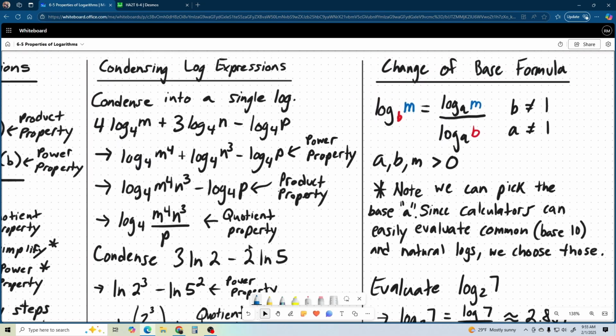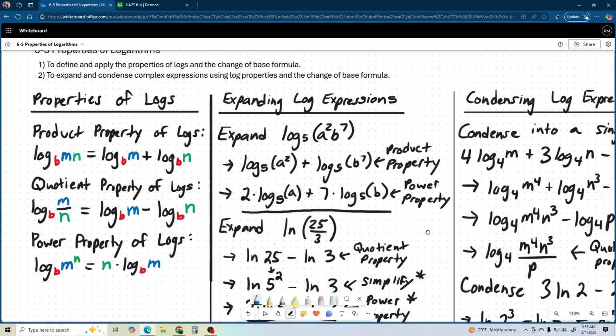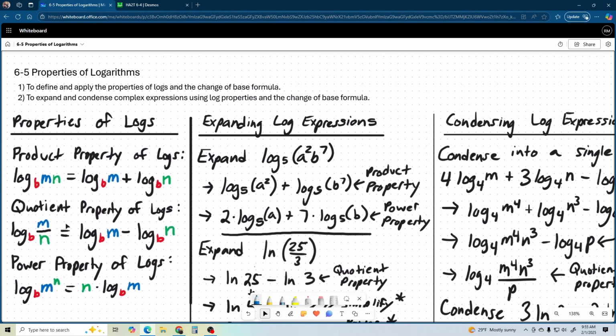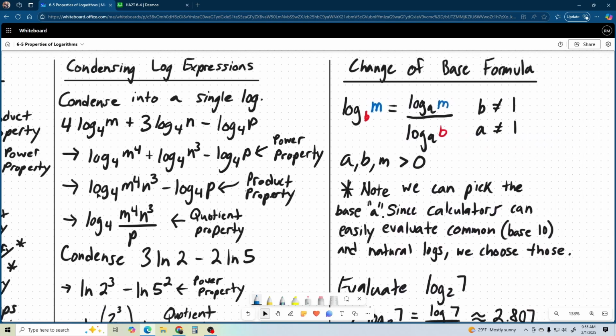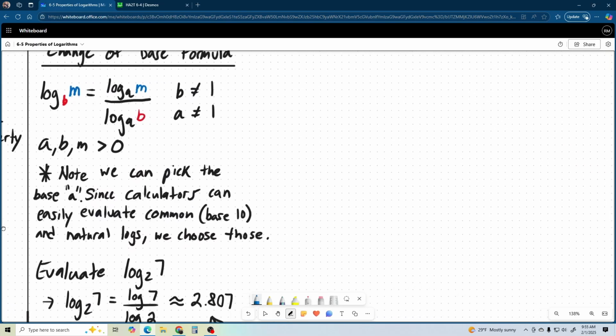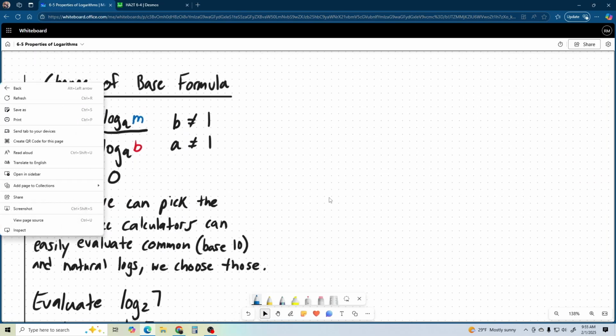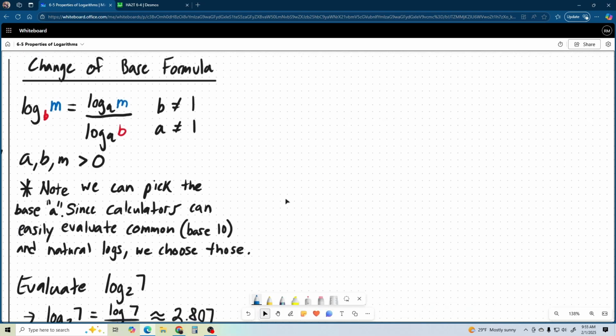Awesome. So what did we do? Well, we started off by talking about the properties of logs. We went over the product property, quotient property, power property. We then expanded things. We took things from one log and made it as expanded as possible. And then we condensed them. We took everything and we tried to condense it all into a single log. And then we talked about the change of base formula. And the change of base formula is super useful because now we can actually solve things like log base 2 of 7 because we can put them into our calculator.